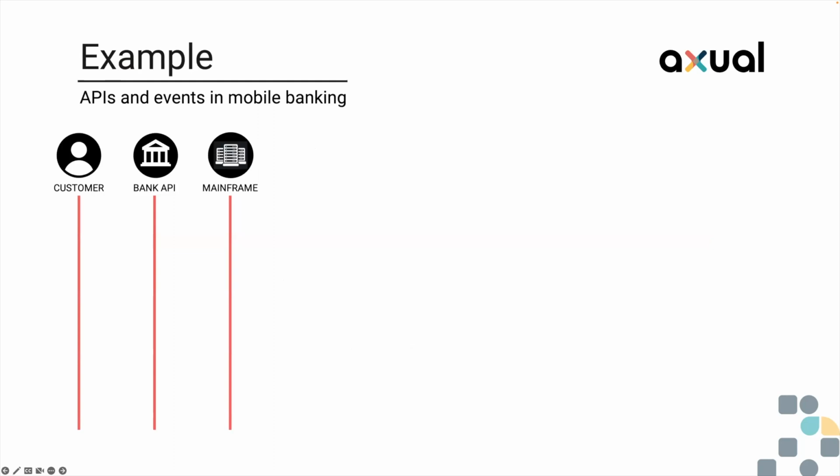So let's look at a small example from the mobile banking world. So suppose we have a customer that uses a mobile banking app. With that app, we want to initiate a payment to transfer some money to some other bank account. So the customer does an initiate payment on his mobile that then in turn calls the bank API. The bank API does a validation. Is this a registered mobile app? Is this customer allowed to call this API?